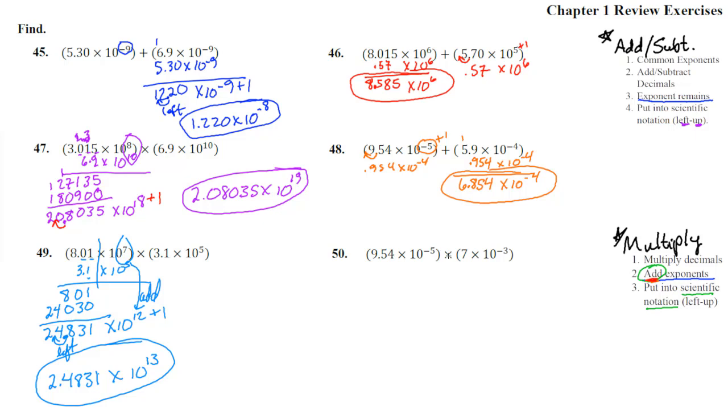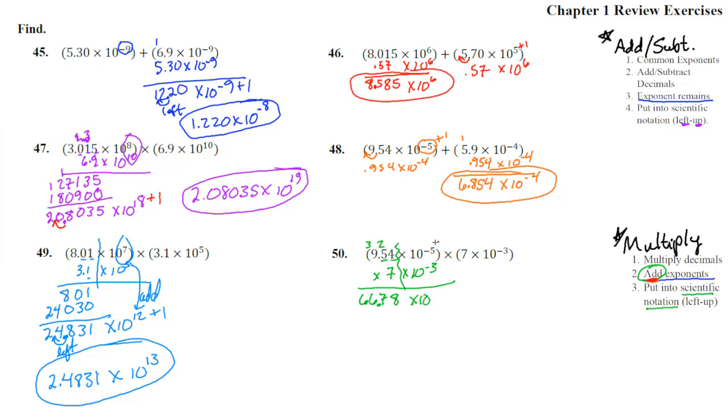And the last one. 9.54 times 10 to the negative 5th times 7 times 10 to the negative 3. So we're going to multiply these guys again. Let's just do the decimals. 7 times 4 is 28. 7 times 5 is 35, plus 2 is 37. And 7 times 9 is 63, plus 3 is 66. 6, 6, 7, 8. Where does the decimal go? We have 1, 2 behind the decimal. There we go.